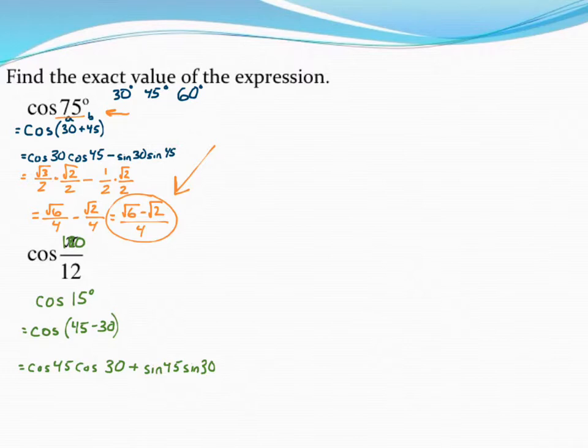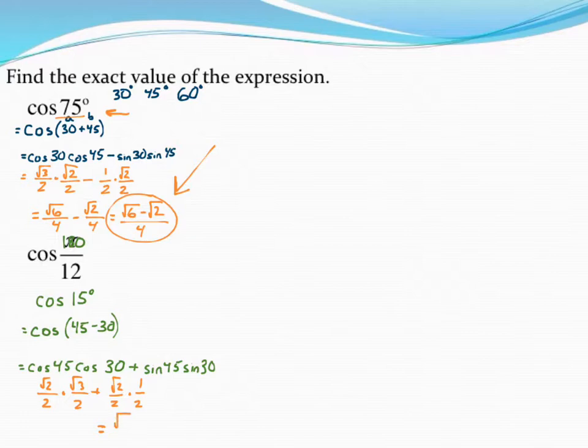So this is still square root of 2 over 2. Cosine of 30 is still square root of 3 over 2. Plus another square root of 2 over 2 times 1 over 2. Once you do a bunch of these, you're going to be really used to these answers. They always end up being the same or similar answers.